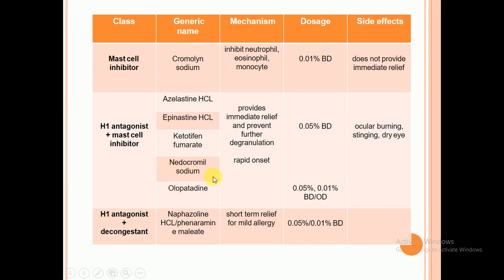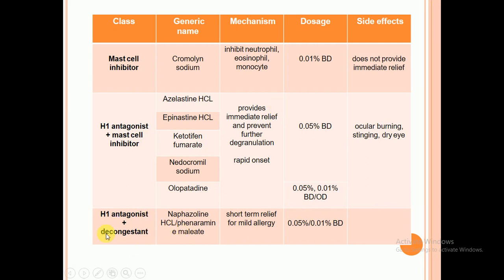So nedocromil sodium is also a mast cell stabilizer, but H1 antagonists are mast cell inhibitors, and another agent is olopatadine. The mode of action of these agents is that they can provide immediate relief and prevent further degranulation, with rapid onset, while the dosage is 0.05% BD, twice a day. These are the side effects reported after administration of H1 antagonists and mast cell inhibitors: ocular burning, stinging and dryness of the eye.